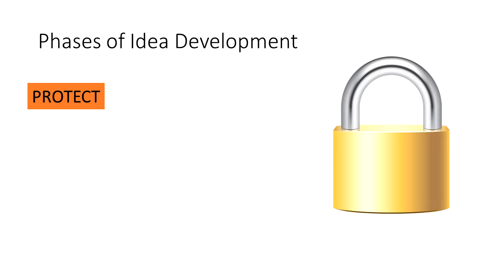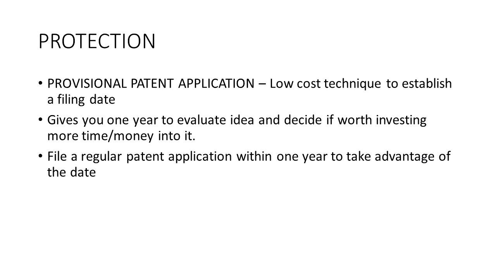Phase 1, protect the idea. Many people are concerned about others stealing their idea, which is understandable. So the first thing to do often is to protect the idea. Typically, a patent application is a good first step. A provisional patent application is a low-cost technique to establish a minimum level of protection. In general, you're much better off having a pending patent application before you discuss your invention with other people.